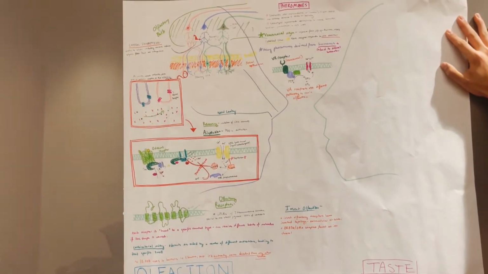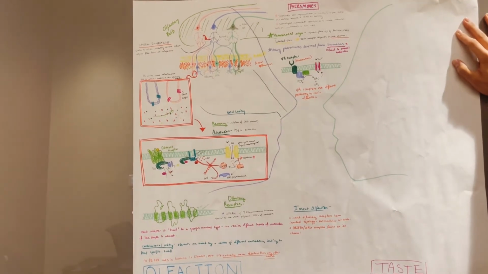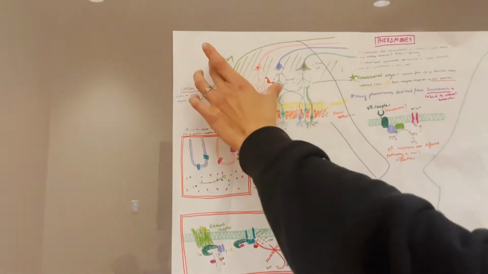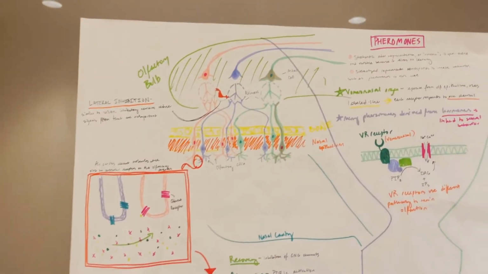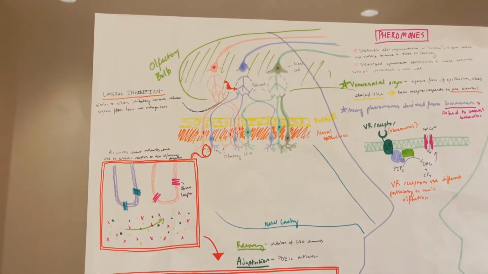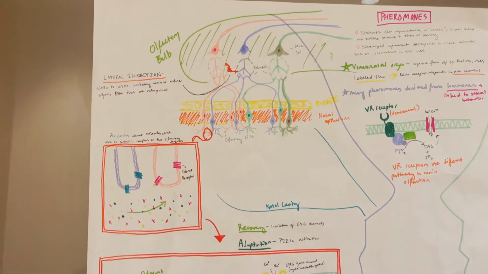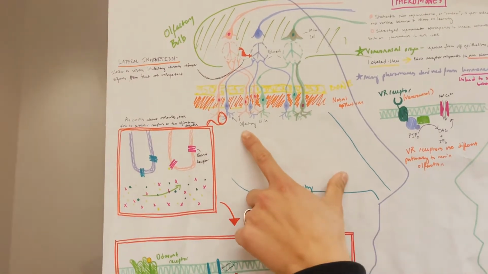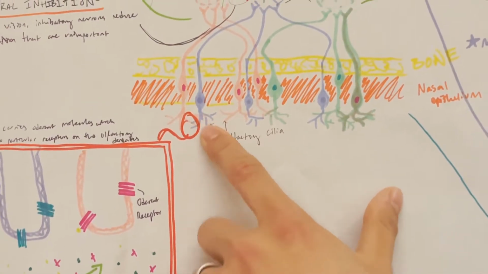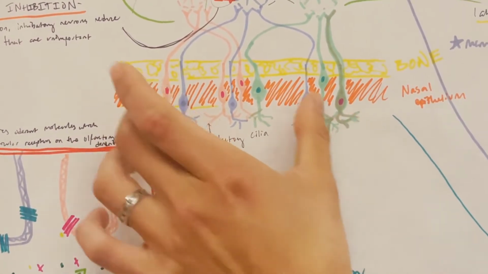So I want to talk about two regions significant in olfaction, which are the olfactory epithelium and the olfactory bulb. The olfactory epithelium is important because that's where everything gets started. That's where the odor molecules are first absorbed, in something called olfactory cilia, which are these hair-like structures, and they're basically just the dendrites of the olfactory neurons.